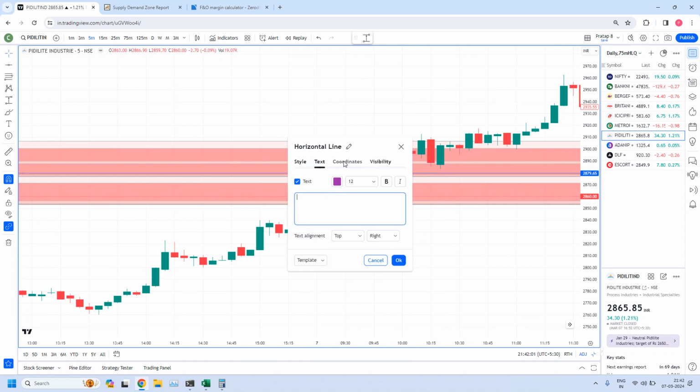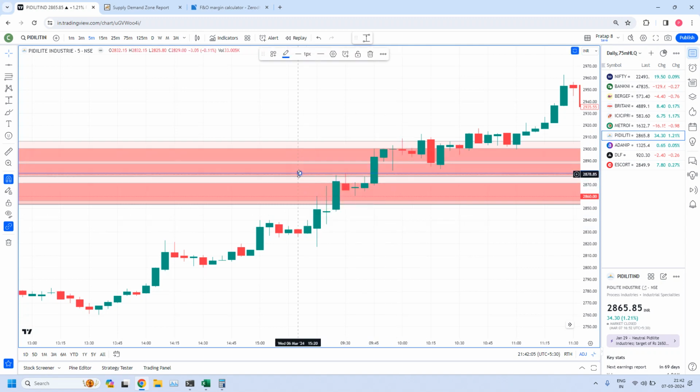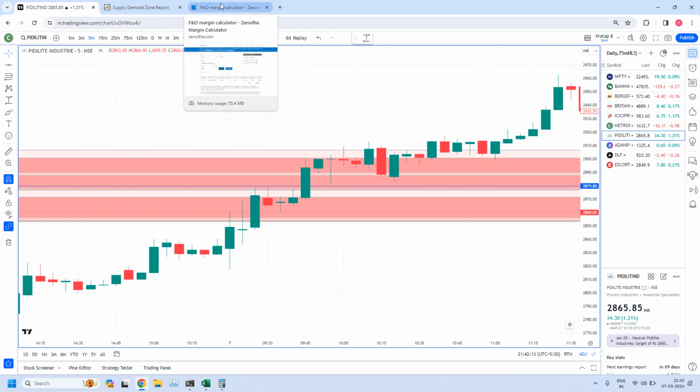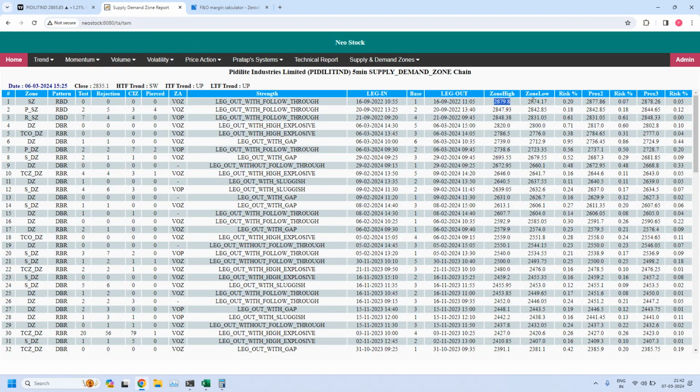Let me copy the value in the coordinates. See, this is the high of the zone, the distal line. This is the distal line of the 5-minute zone. Then what is the proximal line? Low of the zone. This is the zone low.